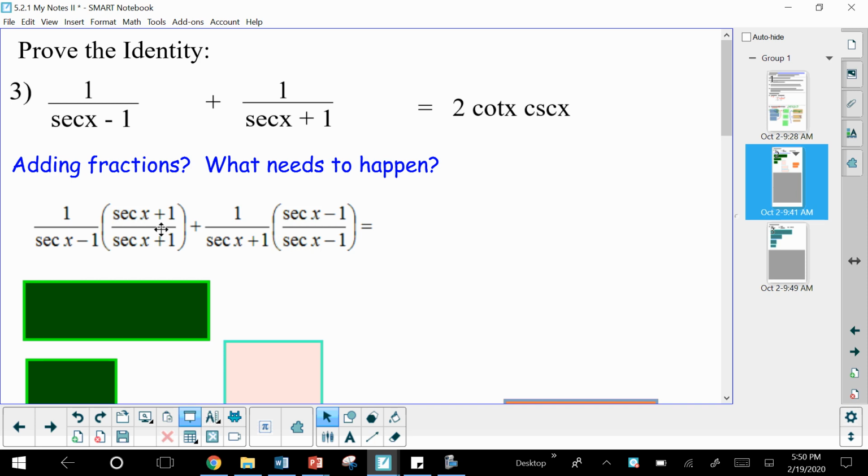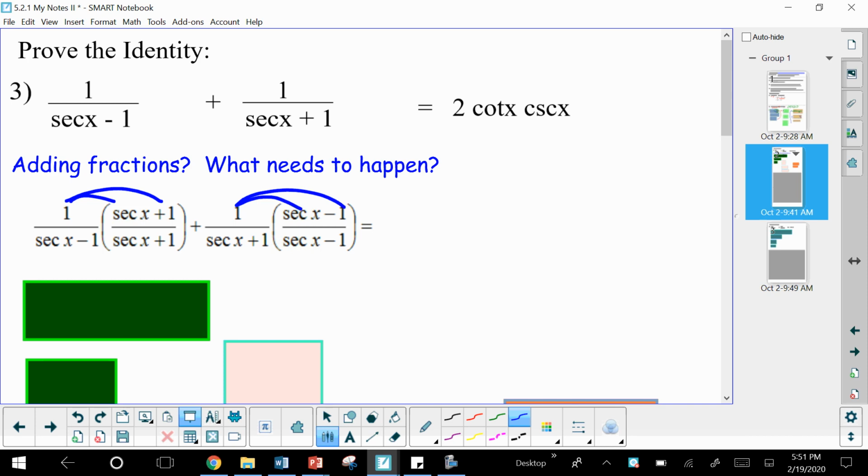So to get our least common denominator, we got to multiply by what we're missing. So for my first fraction, I need the secant x plus 1 on the numerator and denominator, and for my second fraction, I need to multiply by secant x minus 1. After you've done that, you're technically going to distribute and then combine like terms.